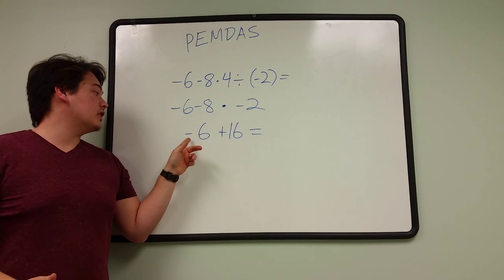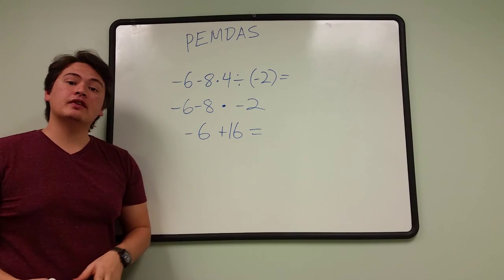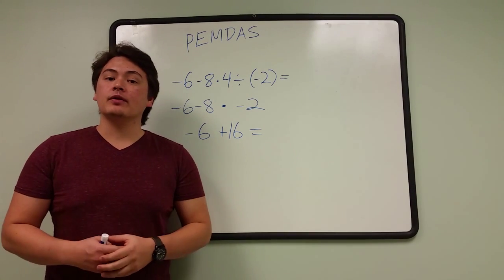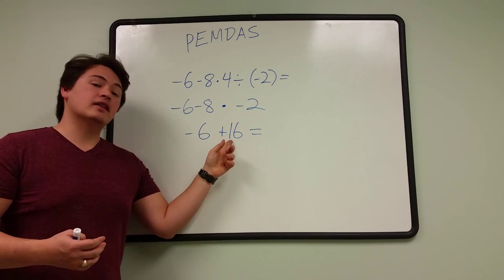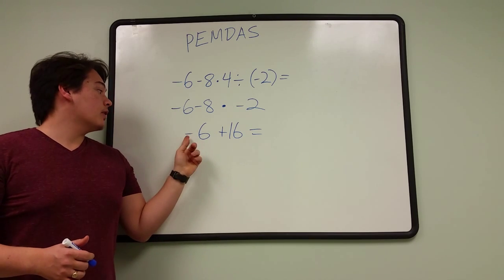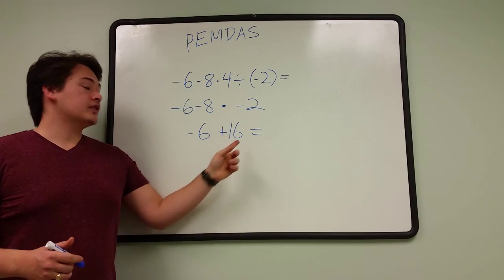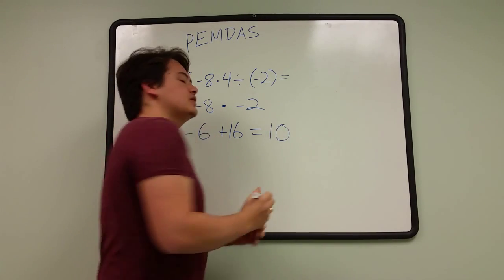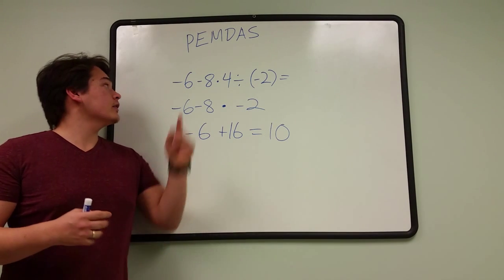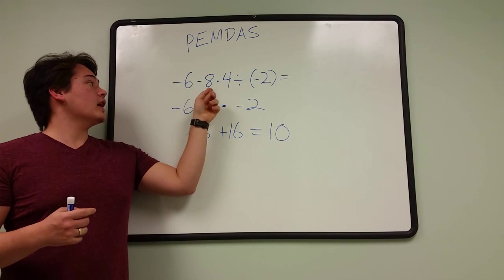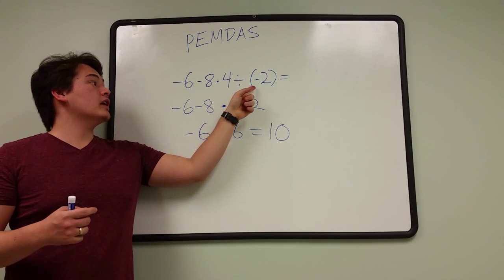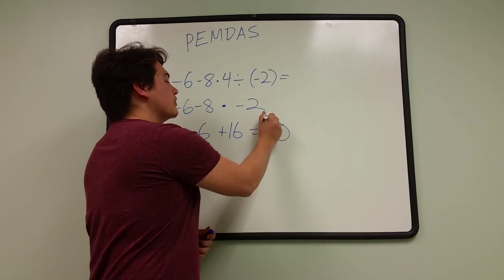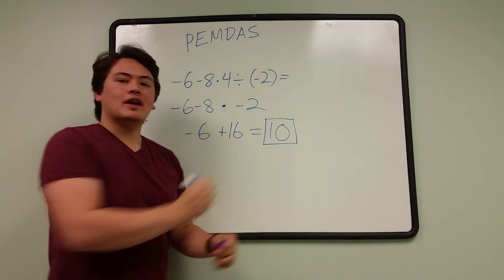Then from here we have a -6 and a positive 16. They're going to subtract from one another and take on the sign of the greater number, which in this case is 16. So we have -6 plus 16, which is going to give us a positive 10. So in this case, -6 minus 8 times 4 divided by -2 is going to equal 10, which is going to be my final answer.